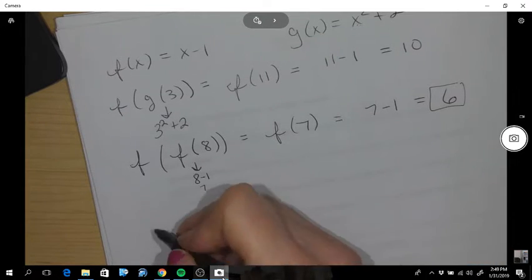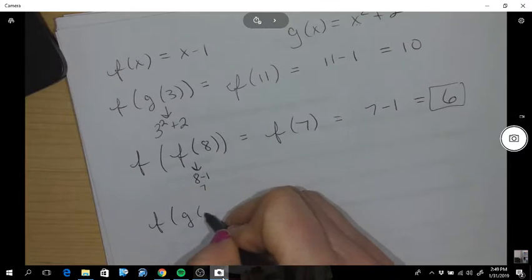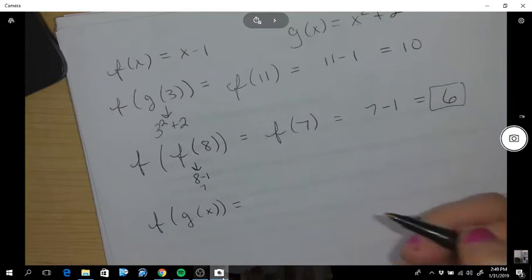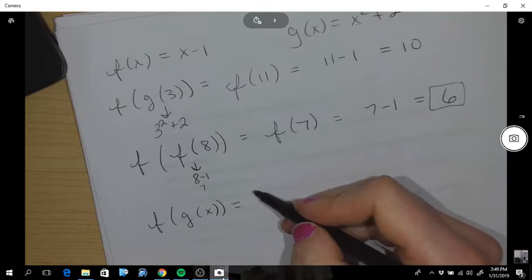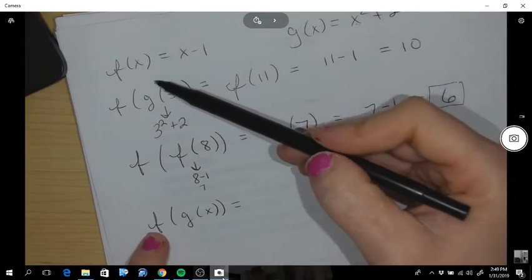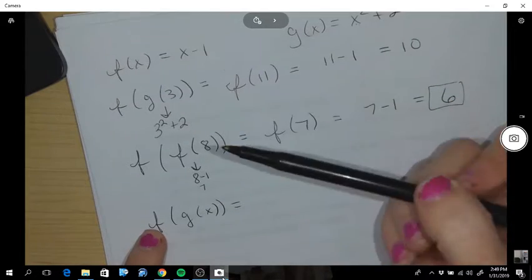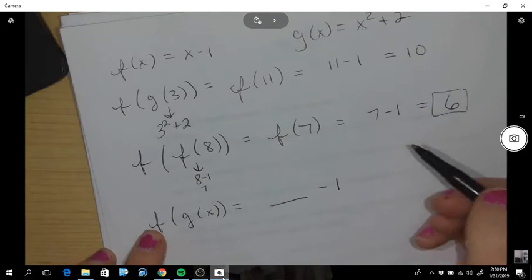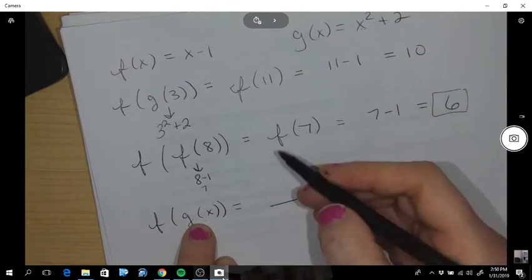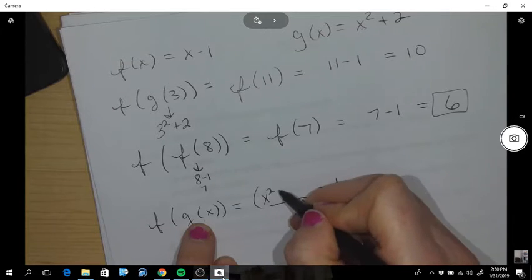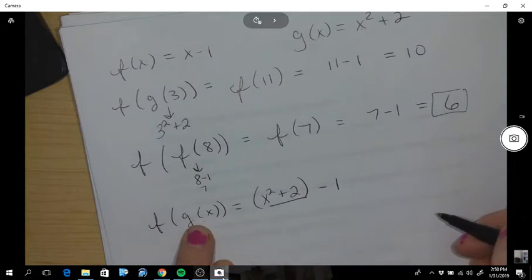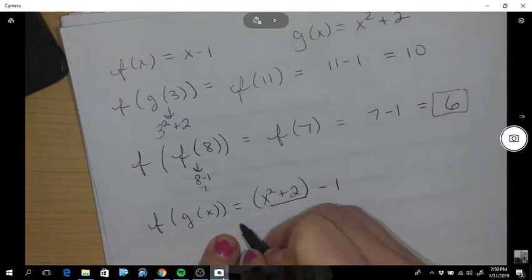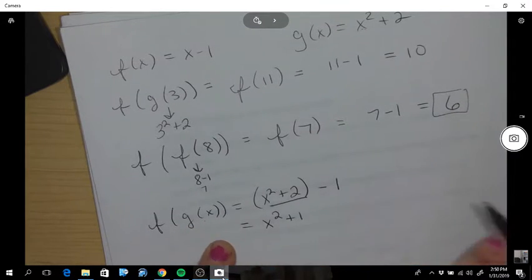Okay, can you find f of g of x? Okay, so that means I'm using the f function, which means the input minus 1. And what am I inputting? I'm inputting g of x. Okay, so that ends up being x squared plus 1.